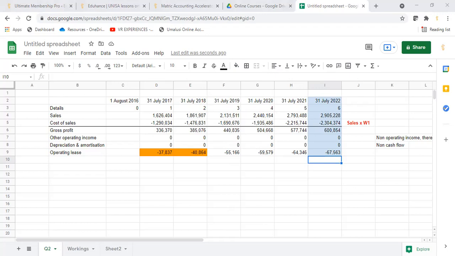The 1.04, the 4%, that is specifically relating to revenue. Note number 9 is giving you the general. Okay, very important.